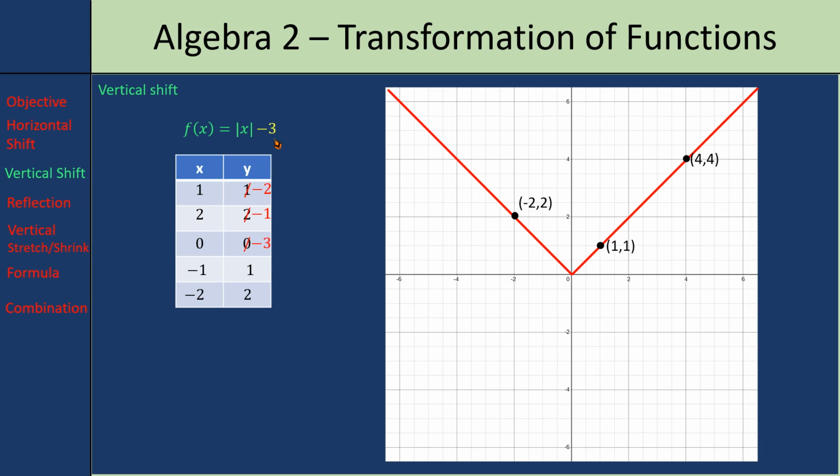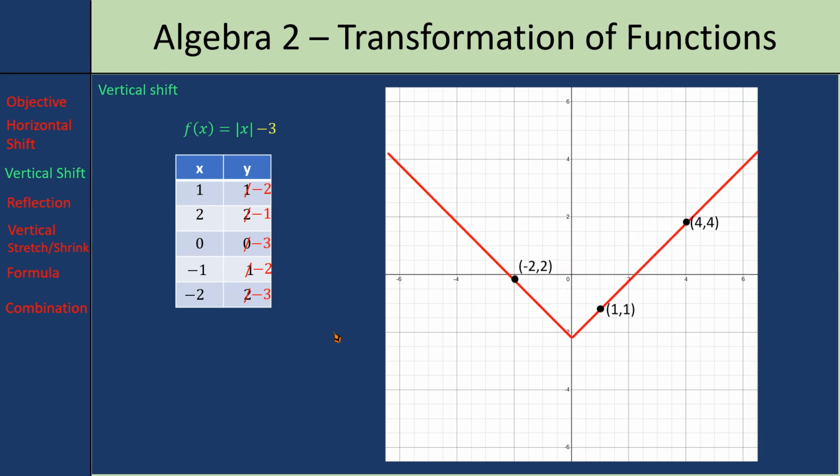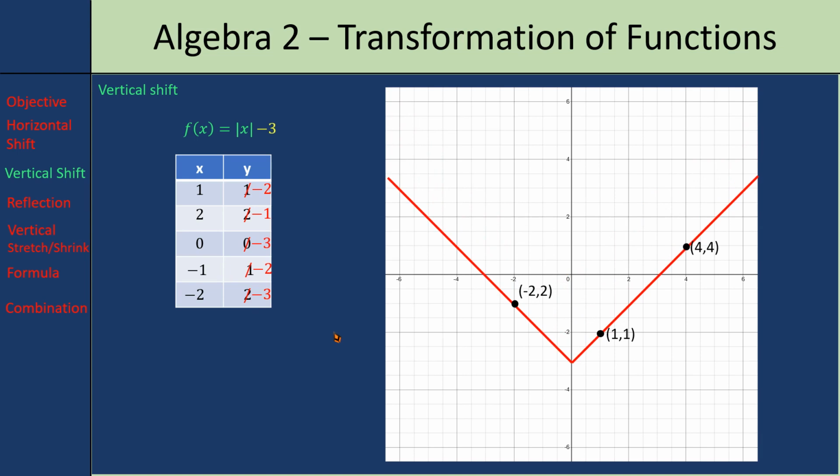So if you can see what happens here, all my y values get lowered by 3. Instead of 1, now it's negative 2. Instead of 2, it would be negative 1. That's a mistake right there. That should have been negative 1. But you can see the point. Now all my y values get lowered. So what happens to the graph? The graph goes down by 3 units everywhere. So my values all change. That transformation is called a shift down 3 units.